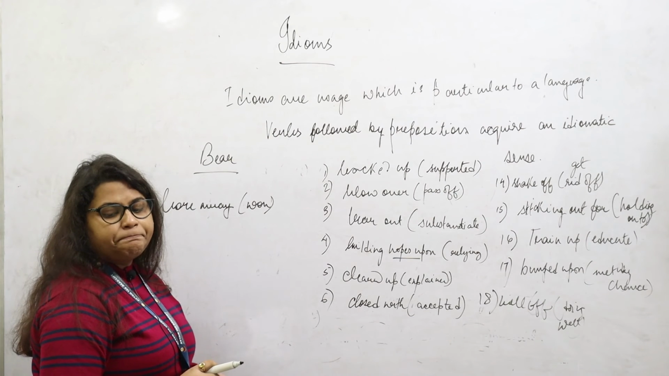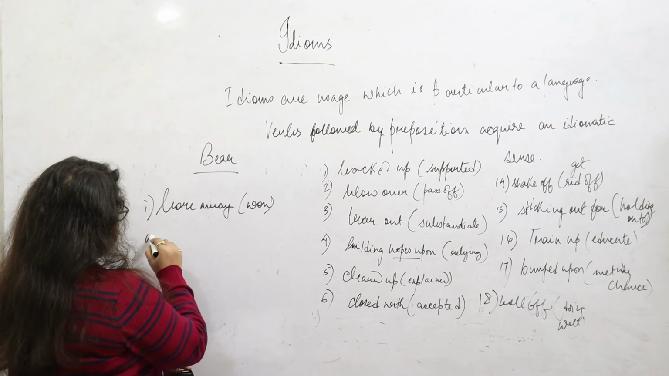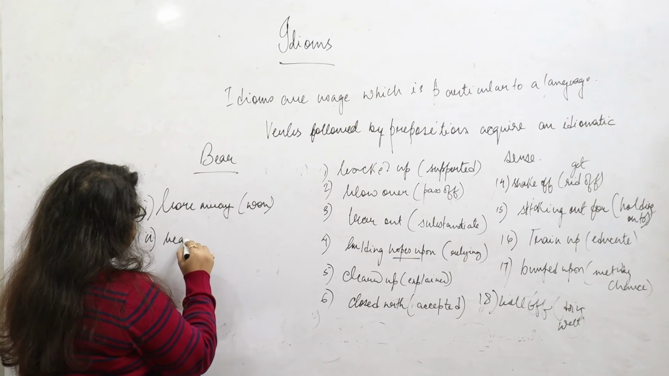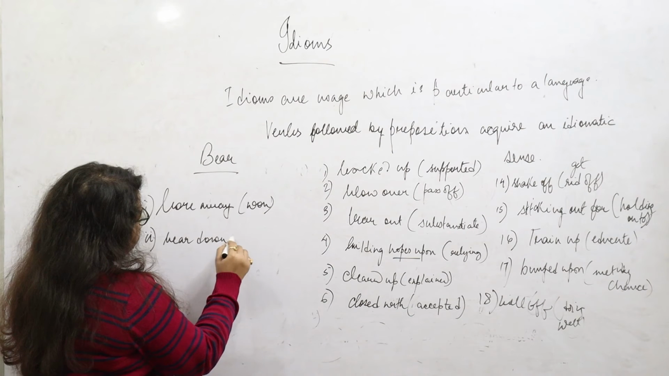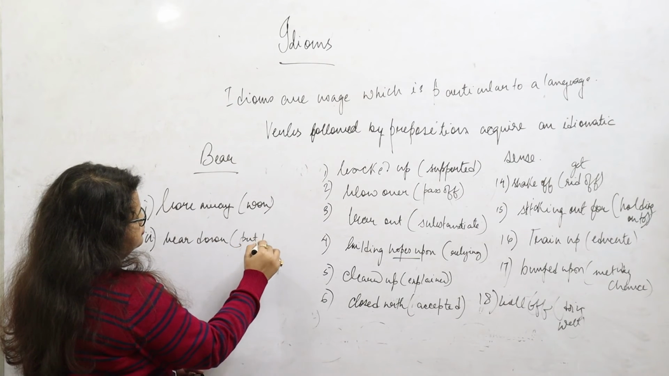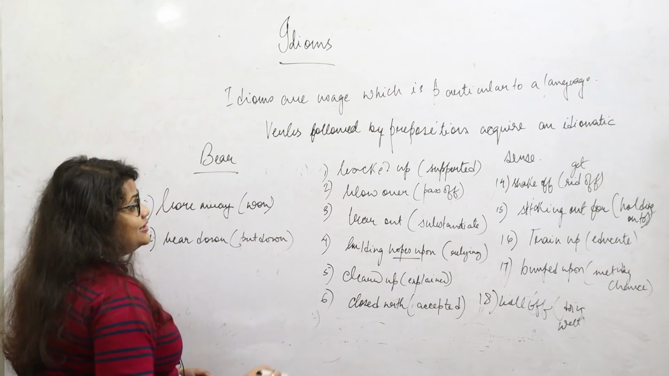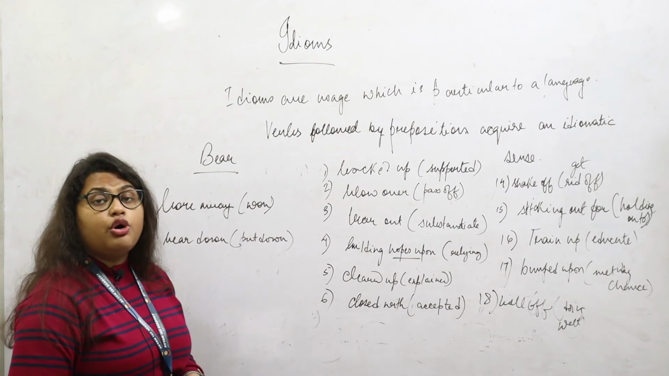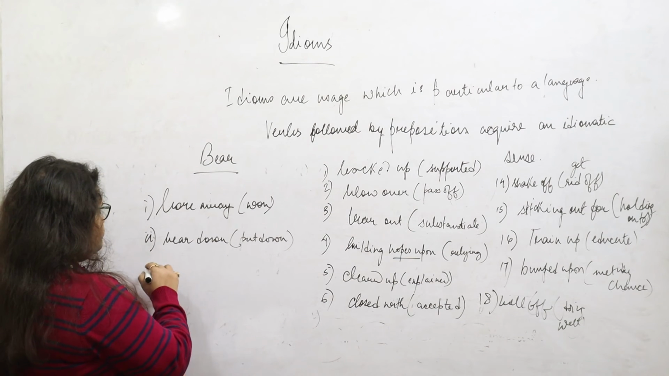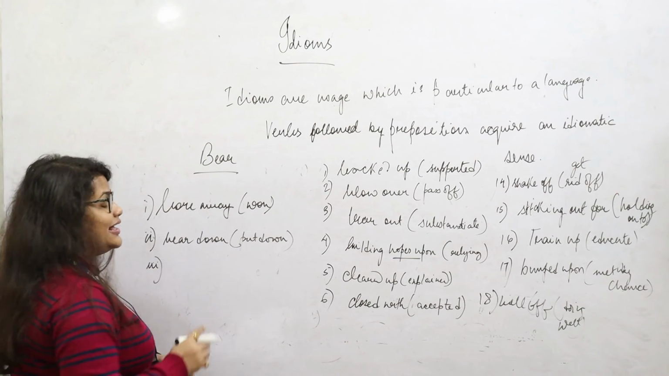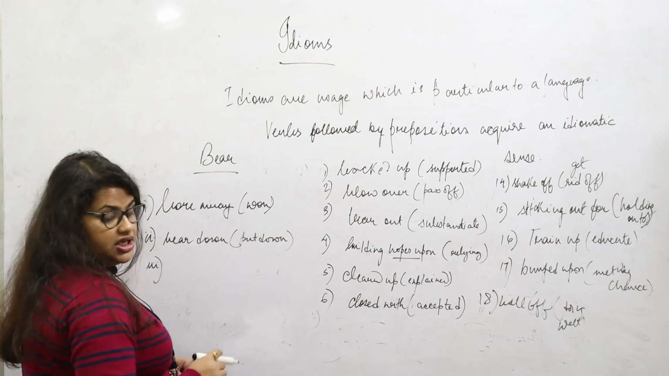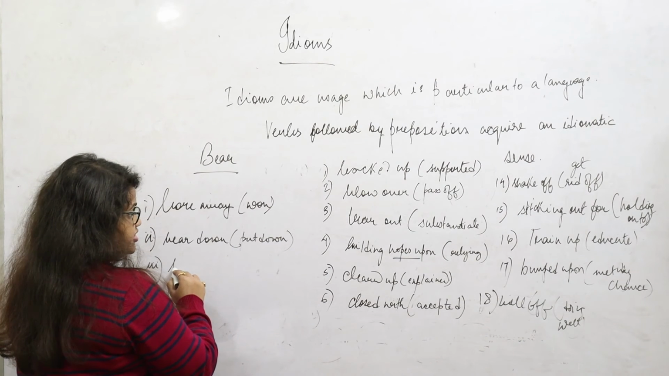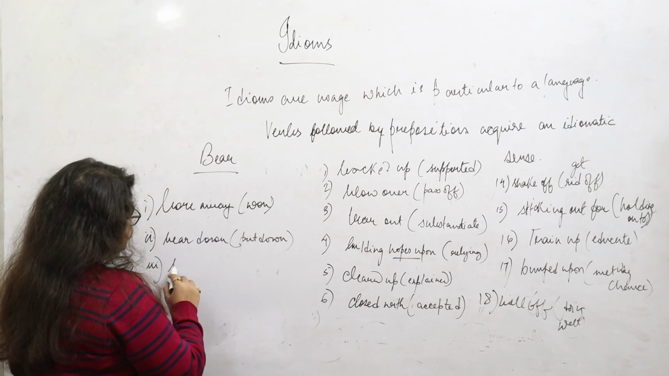The next would be bear down. Means to put down. The leader would be able to bear down all the charges against him. That is, he would be able to put down all the charges against him. Next would be bear out. Bear out, I think we did. Yeah, bear out would be to confirm.